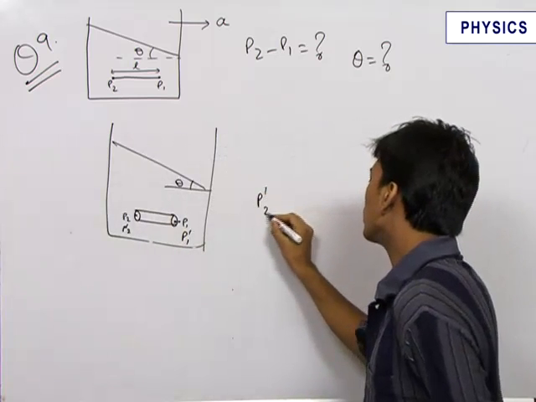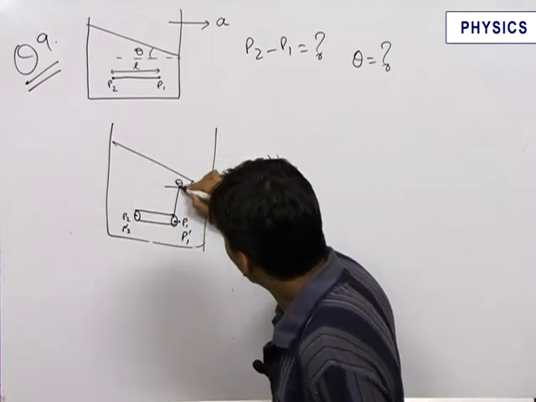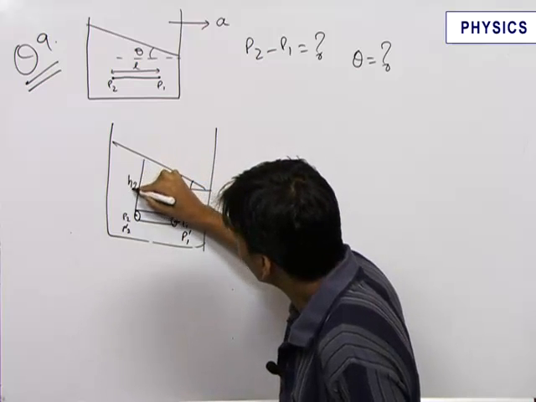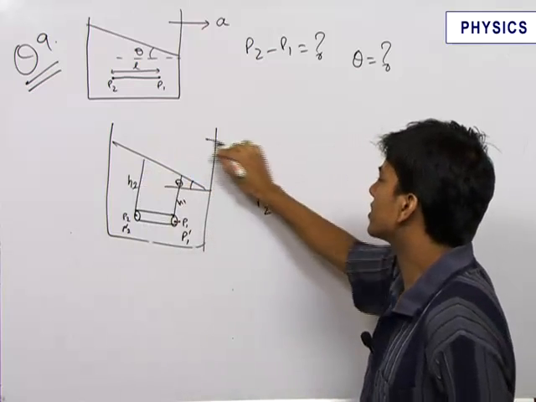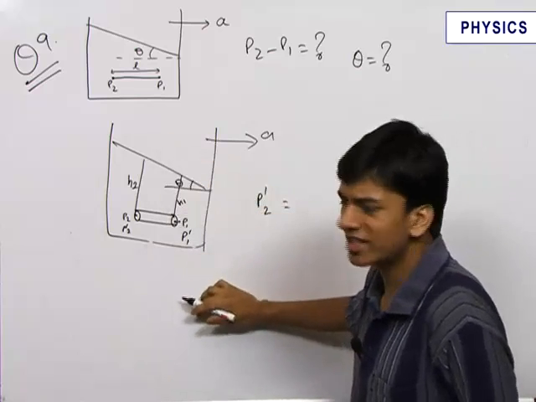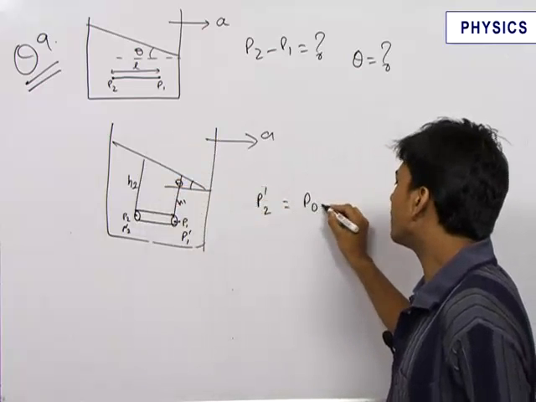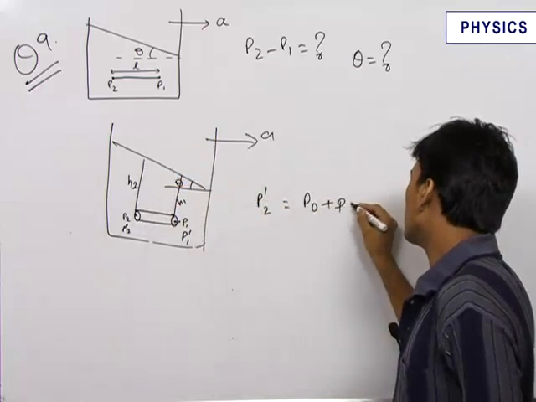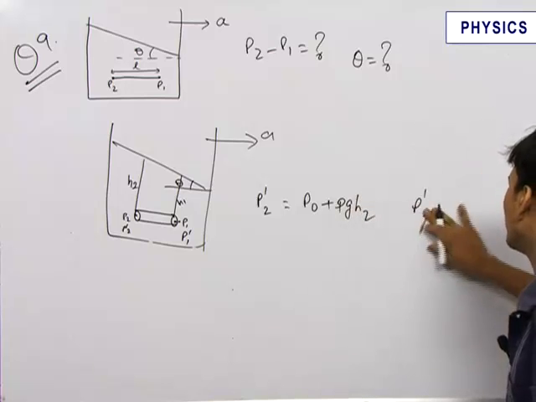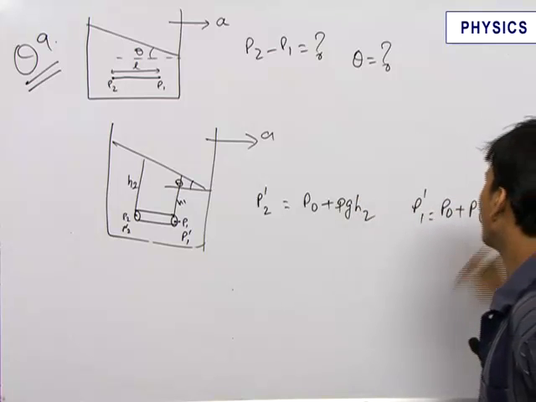Now P2 dash, that is the pressure at P2, can be written as follows. Let this height be h1 and let this height be h2. Since there is no turbulence in the system in the vertical direction, the vertical direction's equations do not change, and therefore we can write the pressure at point P2 to be equal to P naught, that is the atmospheric pressure, plus rho g h2. Similarly, the pressure at P1, that is P1 dash, can be written as P naught plus rho g h1.